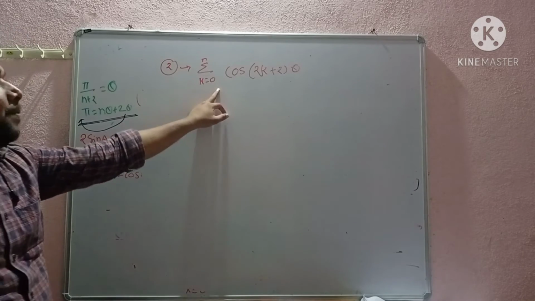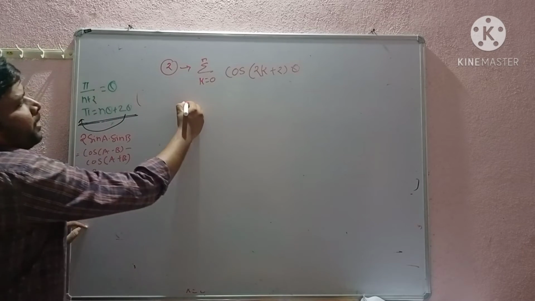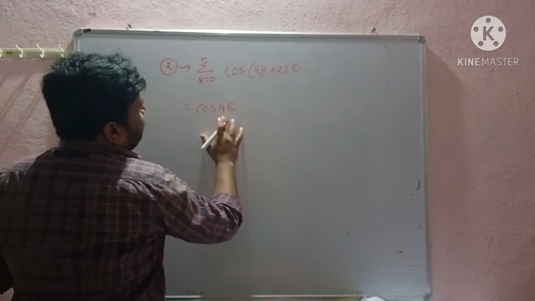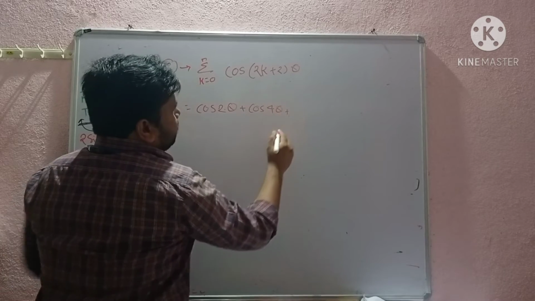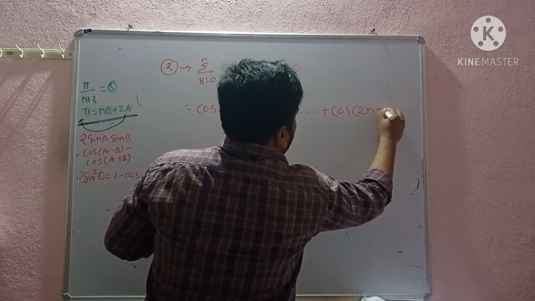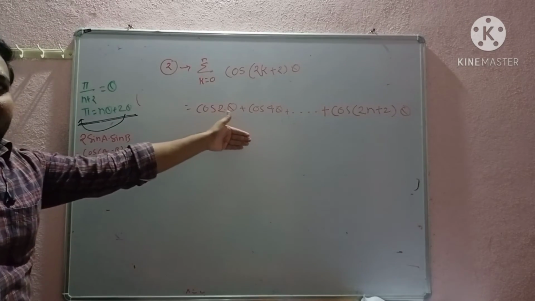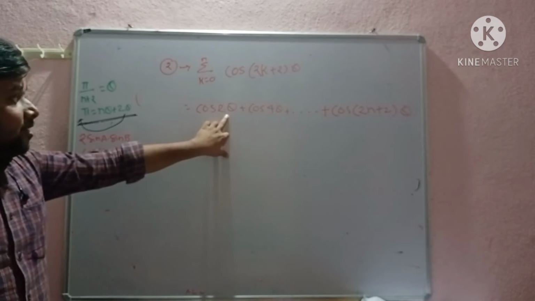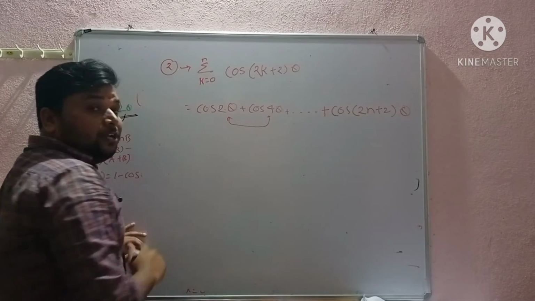Now we have to simplify this term also. Now rewrite here using simplifying that. We will get cos 2 theta plus cos 4 theta plus ... cos (2n plus 2) theta. Now we will again see a pattern. Do you see the pattern here, which we discussed earlier, the arithmetic progression one? Here also you will see a pattern, but the difference is also the same, 2 theta.